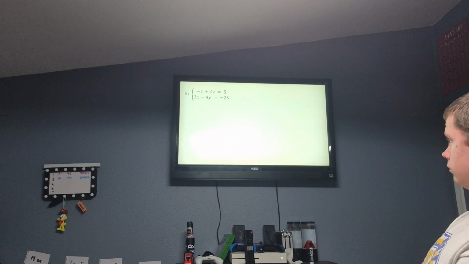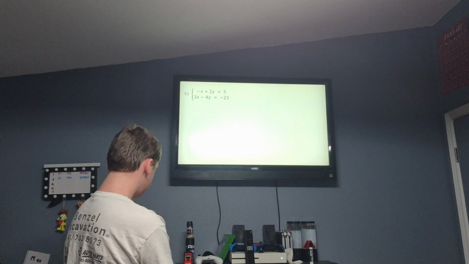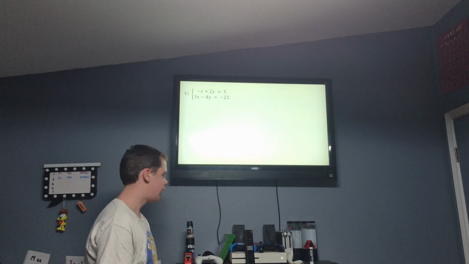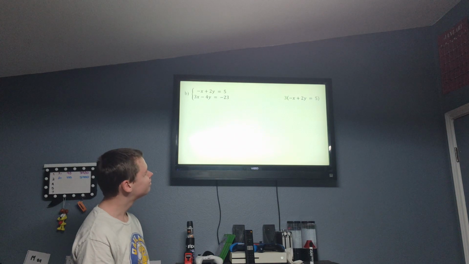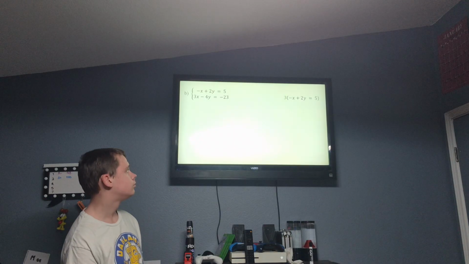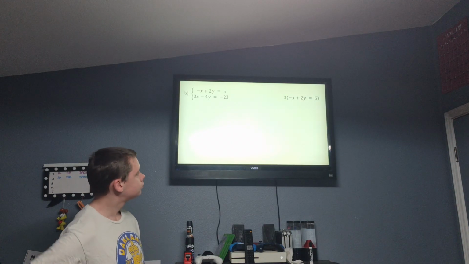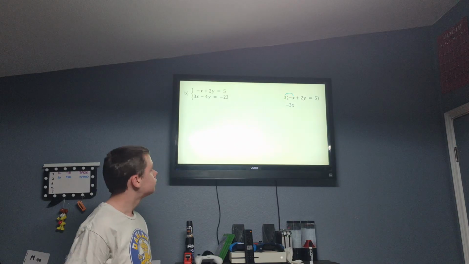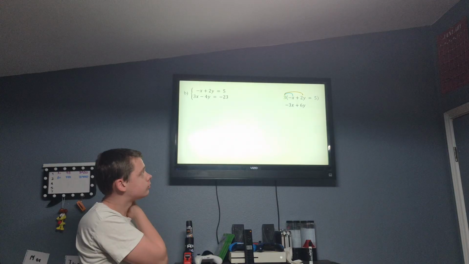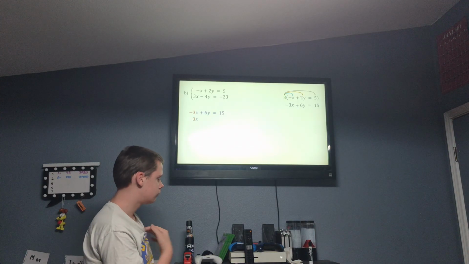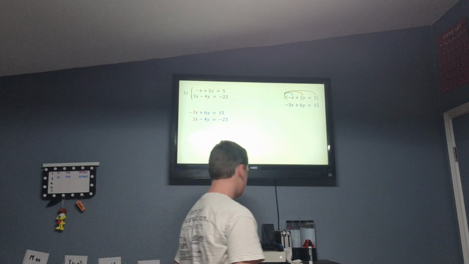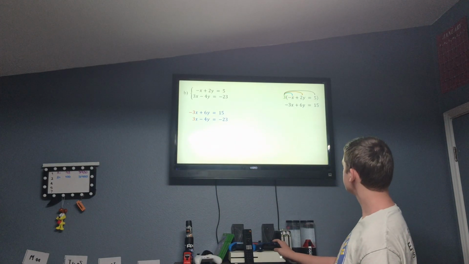Since the coefficient of x in the second equation is positive 3, we want the coefficient of x in the first equation to be negative 3, so that they cancel out when we add them. To do this, multiply the first equation by 3. Note that as long as you multiply both sides of an equation by the same number, the equation's equality remains unchanged. 3 times negative x is negative 3x. 3 multiplied by 2y is 6y. And 3 times 5 is 15. Now the coefficients of the x terms are opposites. If we had chosen to eliminate y, we could make the coefficients of y opposites by multiplying the first equation by 2.